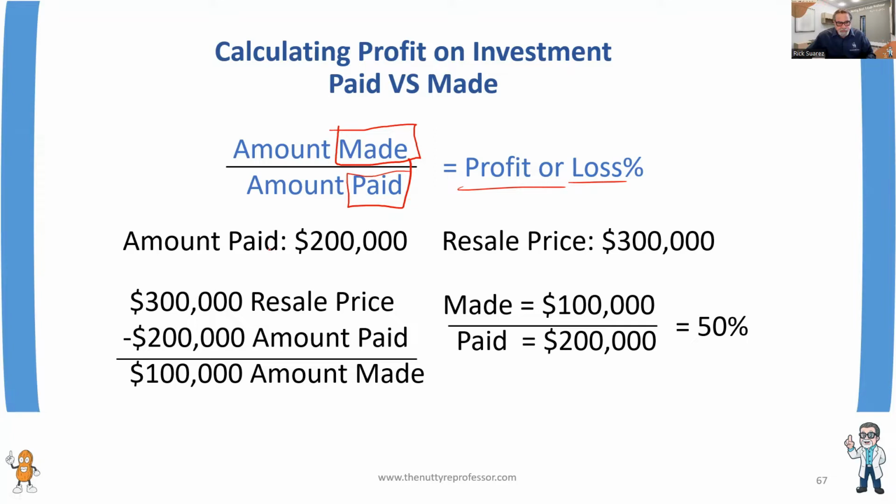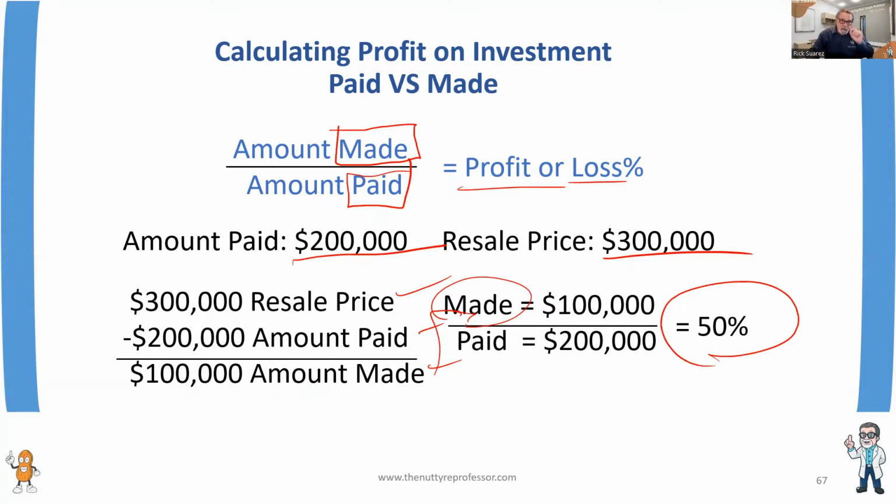So in this example, we're going to look at a property that the investor paid $200,000 for and was able to resell for $300,000. So obviously, the resale price is $300,000. You subtract $200,000, and the profit was $100,000, the amount made. So all you simply have to do is take the made amount, which is $100,000, divided by the paid amount, and here's your profit, a whopping 50%. That is a great investment. This person did absolutely fantastic.